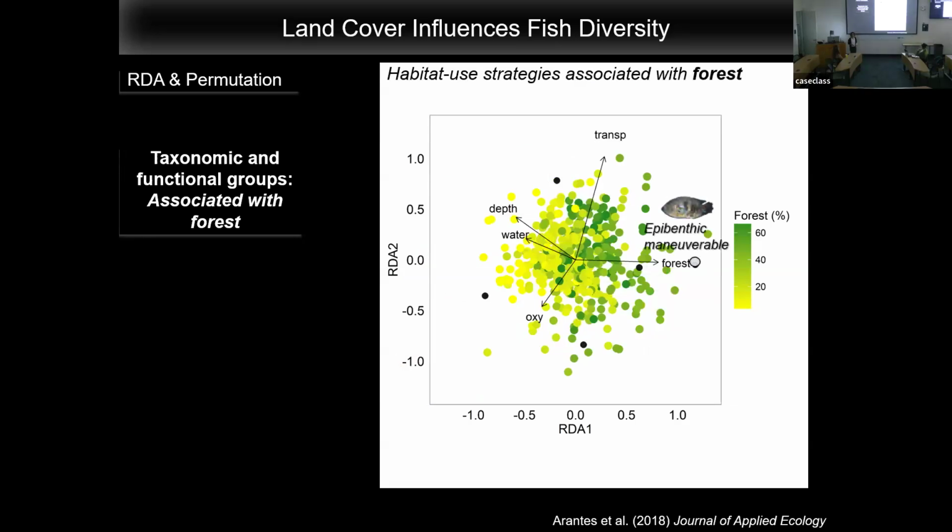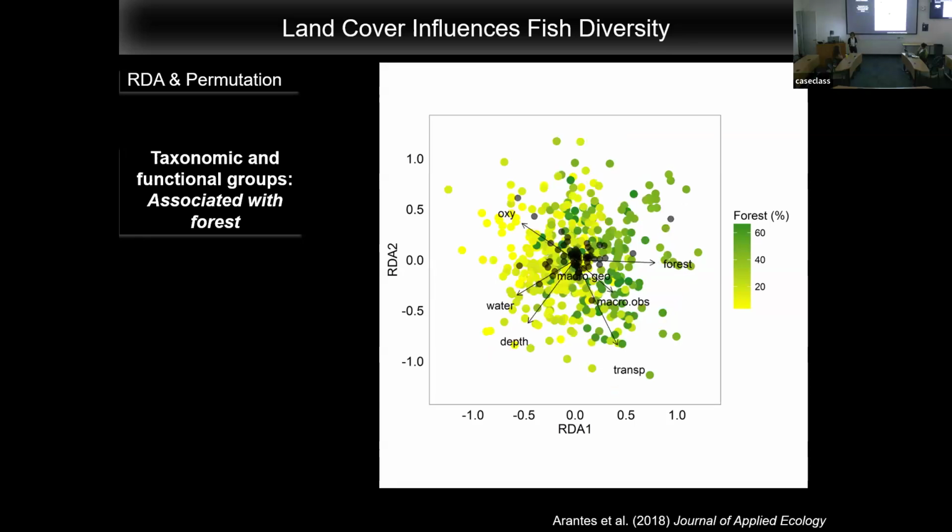And then we have species with different habitat use strategies, including benthic dweller species, so species that use the substrate more, and species that are surface dwellers, so these are species that feed at the surface. We also have epibenthic maneuverable species, that are capable of making vertical turns, so they are associated with habitat complexity, right? These were associated with forest.